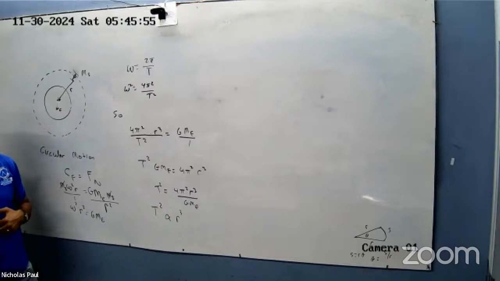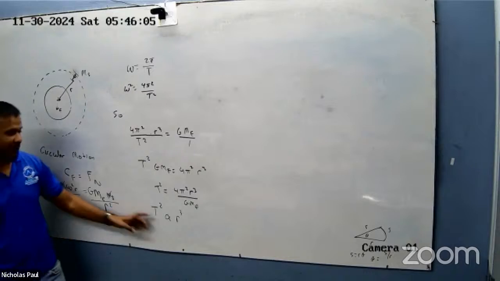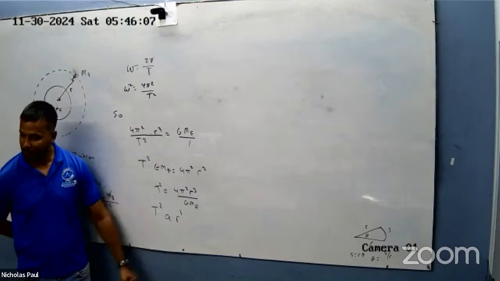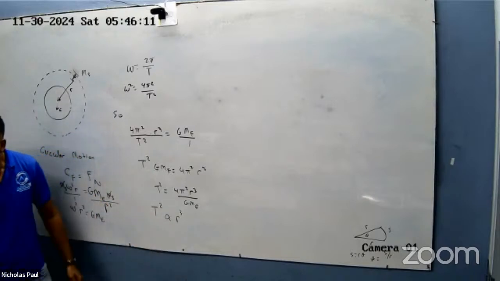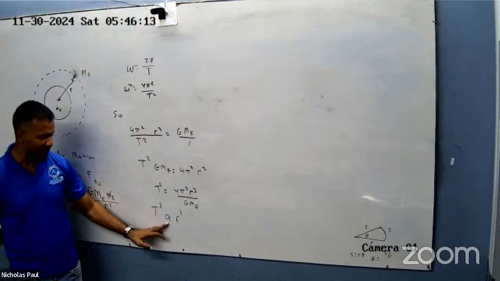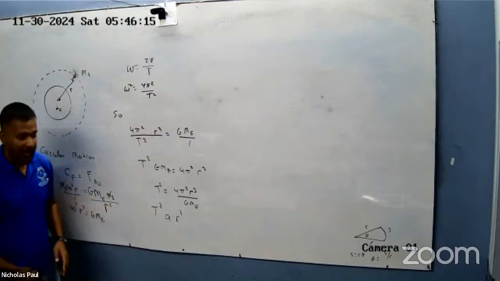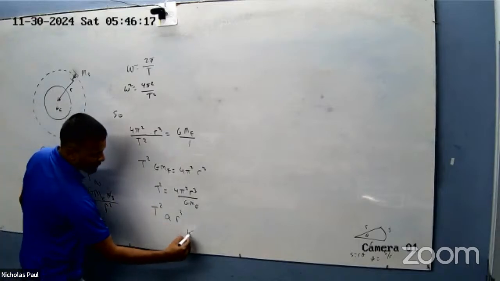T is proportional to r to the power 3 on 2. So you can just leave it like that, right? So period squared is proportional to r cubed, right? And this is basically what Kepler showed.